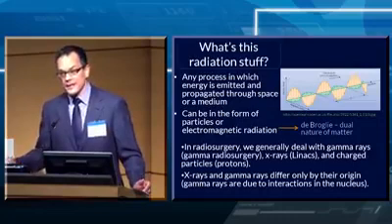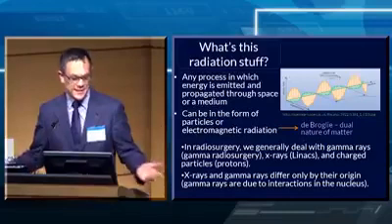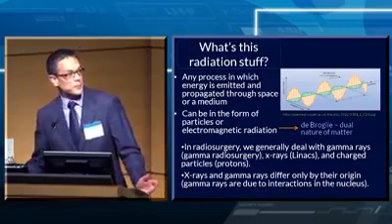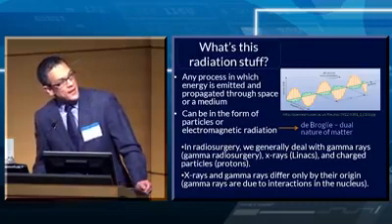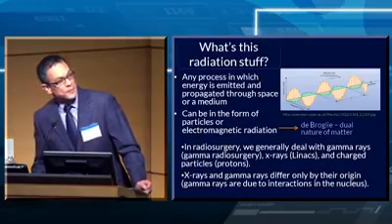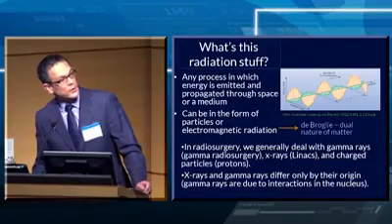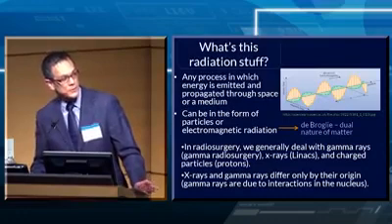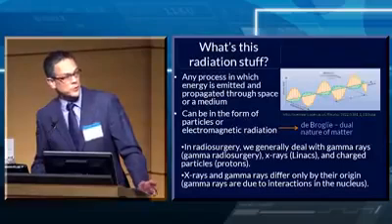So we'll start at the very beginning. What's this radiation stuff that we deal with in radiosurgery? Radiation is any process in which energy is emitted and propagated through space. It can be in the form of particles or electromagnetic radiation, and here on the slide you can see an alternating set of electric and magnetic fields, which is electromagnetic radiation. But you can also have particles, and in quantum mechanics, there's the theory that particles have properties of waves and waves have properties of particles. But in general, we talk about gamma rays and X-rays for radiosurgery, and charged particles, which are usually protons.